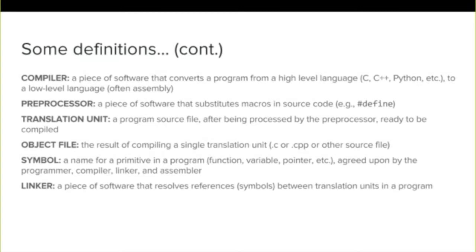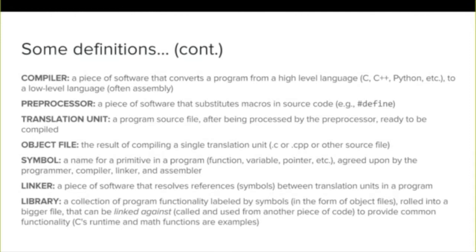Now, the symbols don't just come from your code. They can also come from other places. And specifically, we're interested in when they come from the linker script. And we'll look at that towards the end. All right. So a library is a collection of program functionality labeled by symbols. So this could be functions, variables, whatever, all rolled into a big blob. All right. And this is called a library.